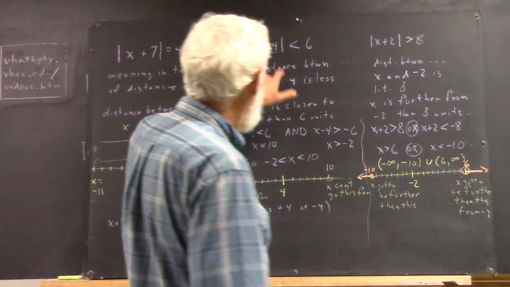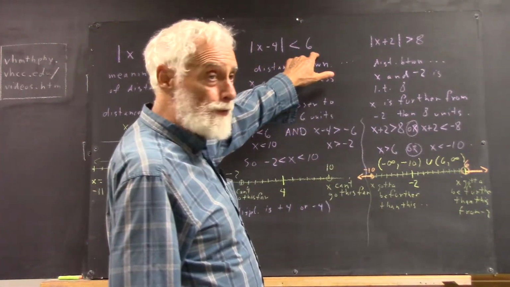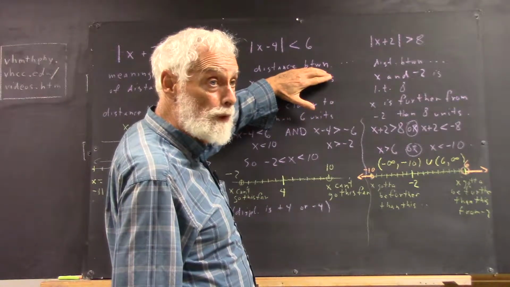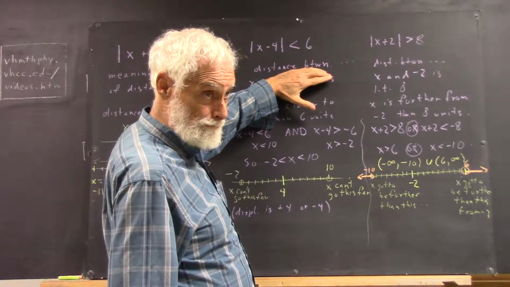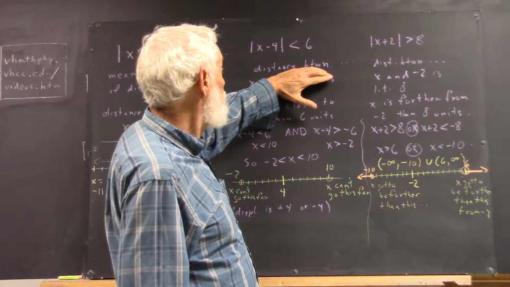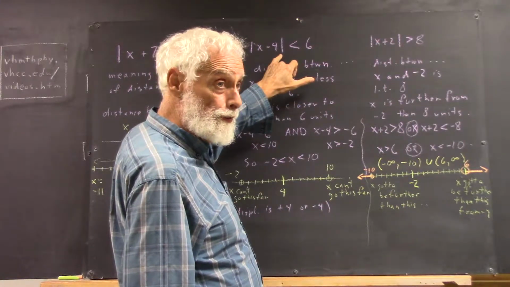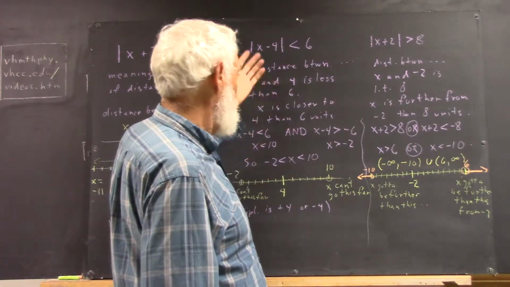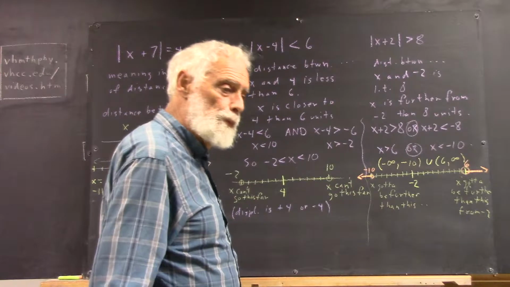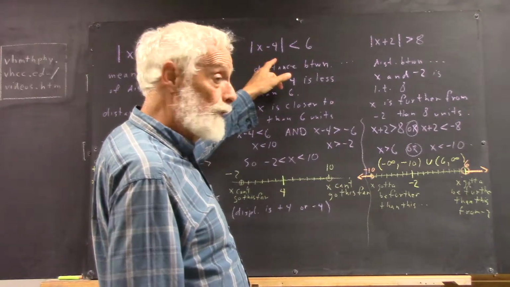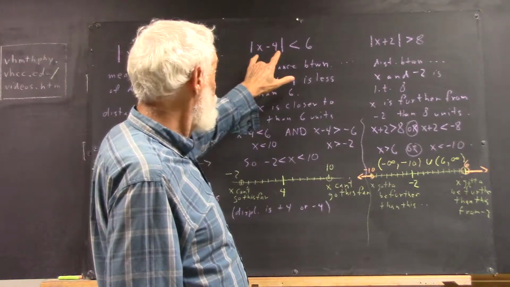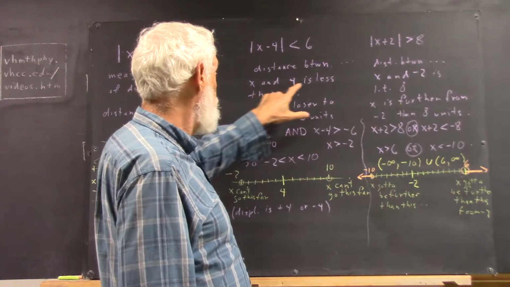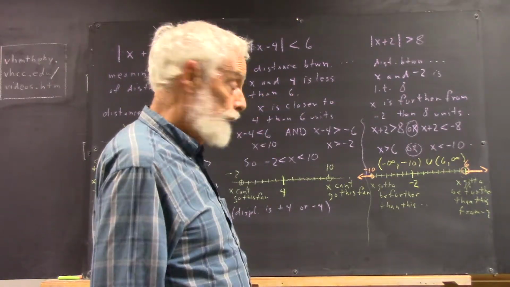Okay, now absolute value of x minus 4 less than 6. Interpret this as distance. The distance between what and what is what? Well, absolute value of x minus 4 is the distance between 4 and x, right? Which is the same as the distance between x and 4. Absolute value of x minus 4 is the distance between these two numbers. So the distance between x and 4 has to be less than 6.